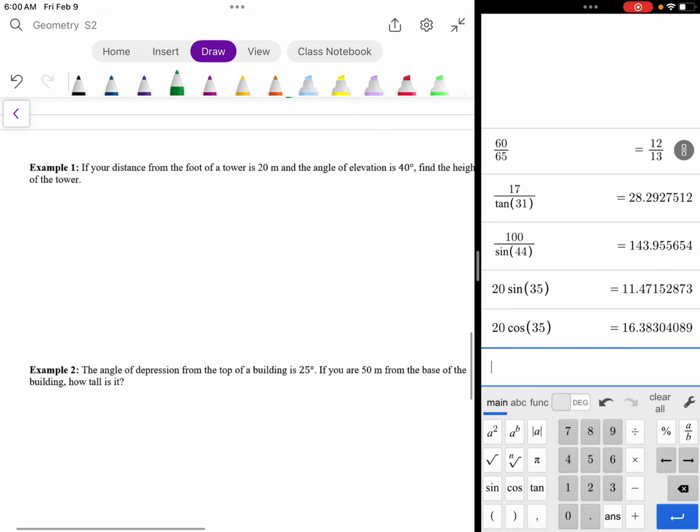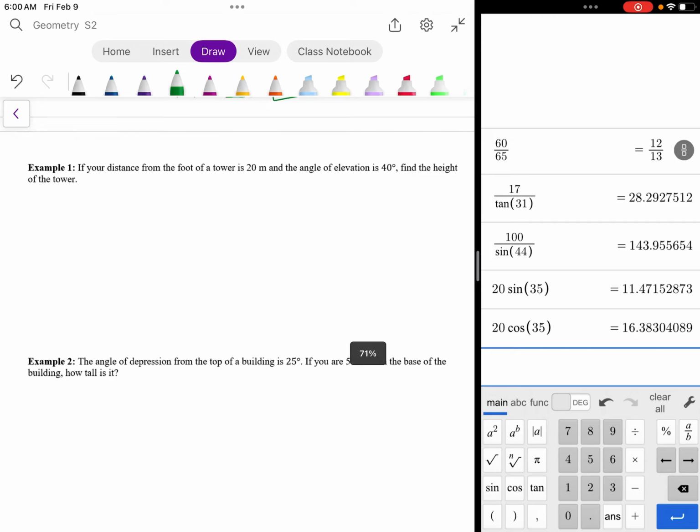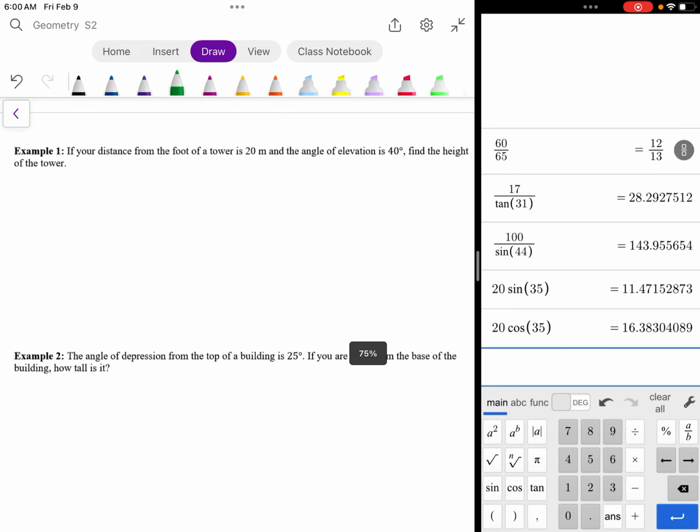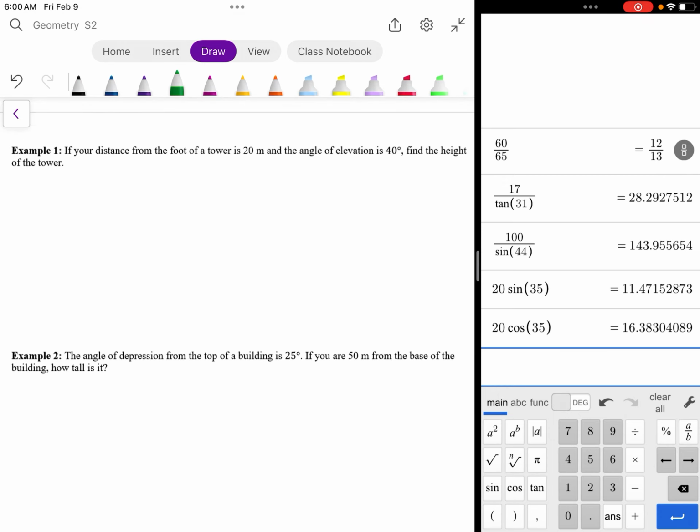Our next part is going to be word problems. For your word problems, sometimes there's going to be a picture for you, other times there won't be. So when there's not, always draw a picture to help you figure out the information and organize your thoughts. So for this example, if your distance from the foot of a tower is 20 meters and the angle of elevation is 40 degrees, find the height of the tower.